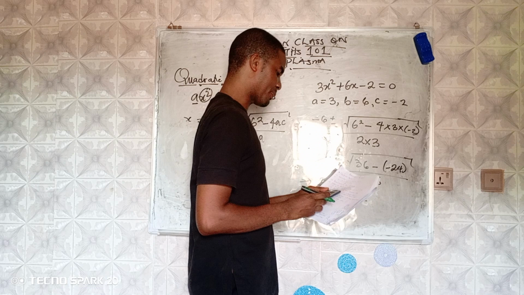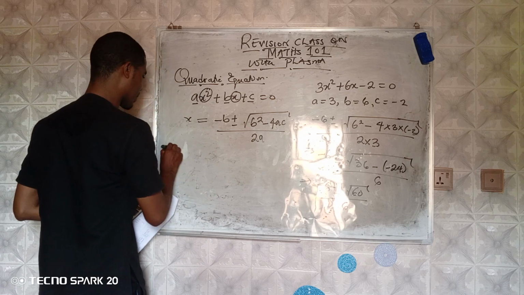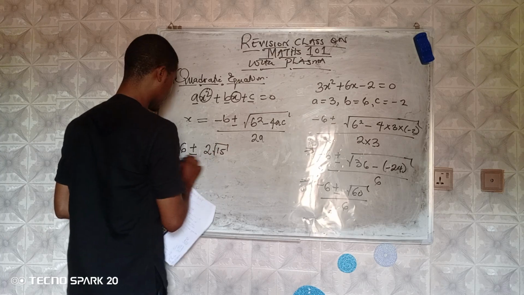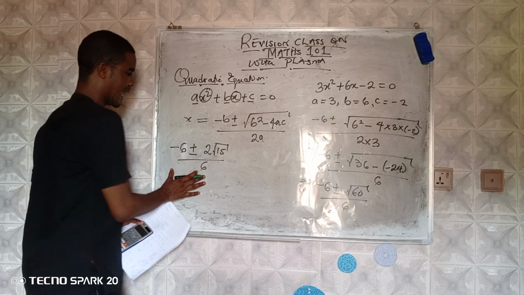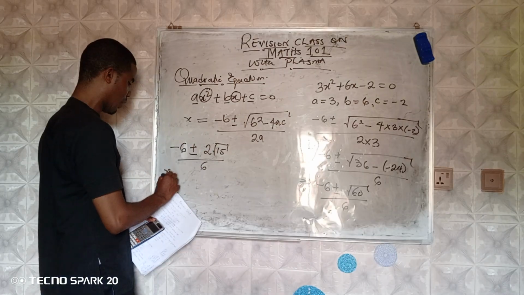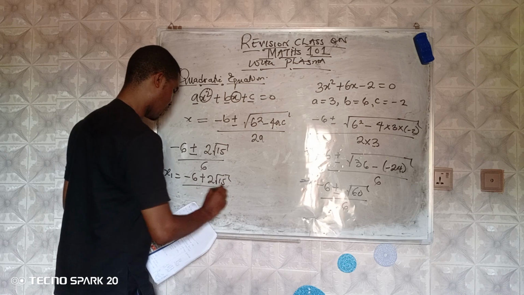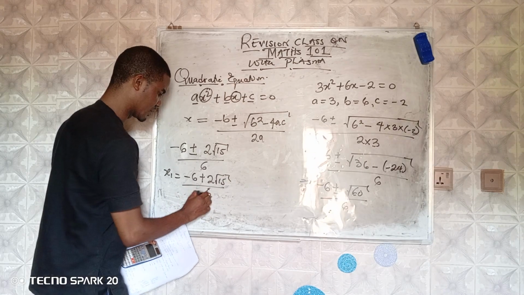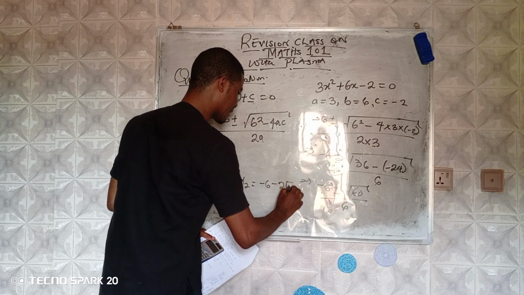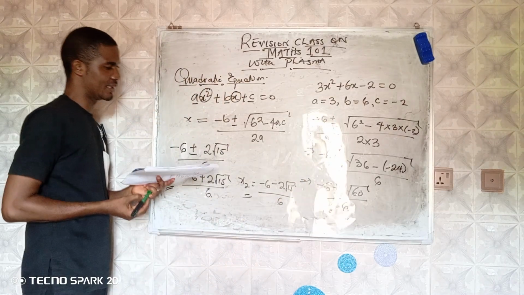At that point, we know that root 60 is 2 root 15. So I'm going to be having minus 6 plus or minus 2 root 15 all over 6. At this point, I'm going to get my x1 and x2 based on the plus and minus here. So my x1 is equal to minus 6 plus 2 root 15 all over 6, and then my x2 becomes minus 6 minus 2 root 15 all over 6. And this becomes the value of my x1 and x2.